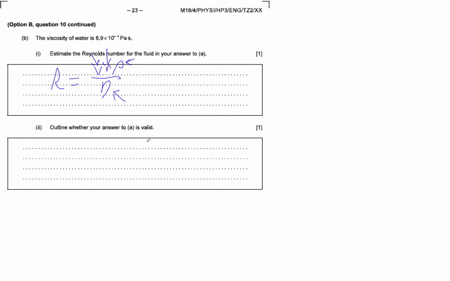Outline whether your answer to A is valid. Well, it's true only if it's not turbulent flow. So if the Reynolds number is less than 1,000, then Bernoulli's equation applies. If it's turbulent flow, Bernoulli's equation does not apply. Okay, so just look at that Reynolds number. If it's smaller than 1,000, then yeah, it would be valid. If it's bigger than 1,000, then the answer's not terribly valid.